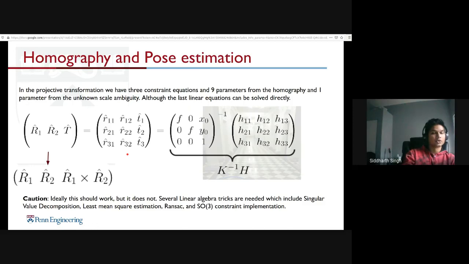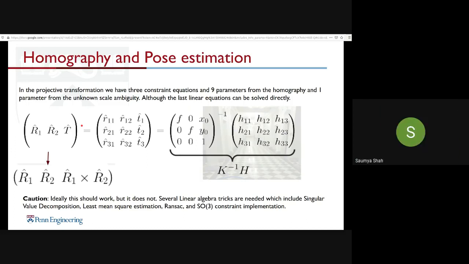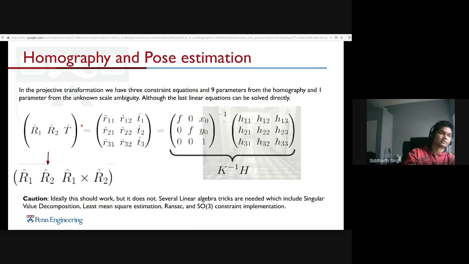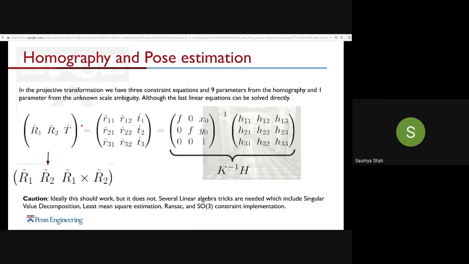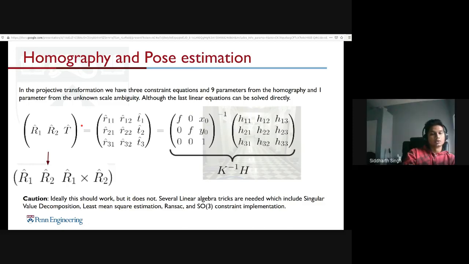What is the SO3 constraint, and in what way will it help us if I get, say, R1, R2, T cap? Suppose we did get R1, R2, T cap, right? What is the SO3 constraint that will help us give R3? R1 cross R2. What is the constraint? R1 and R2 should be orthogonal and the determinant 1. Right. The rotation matrix.